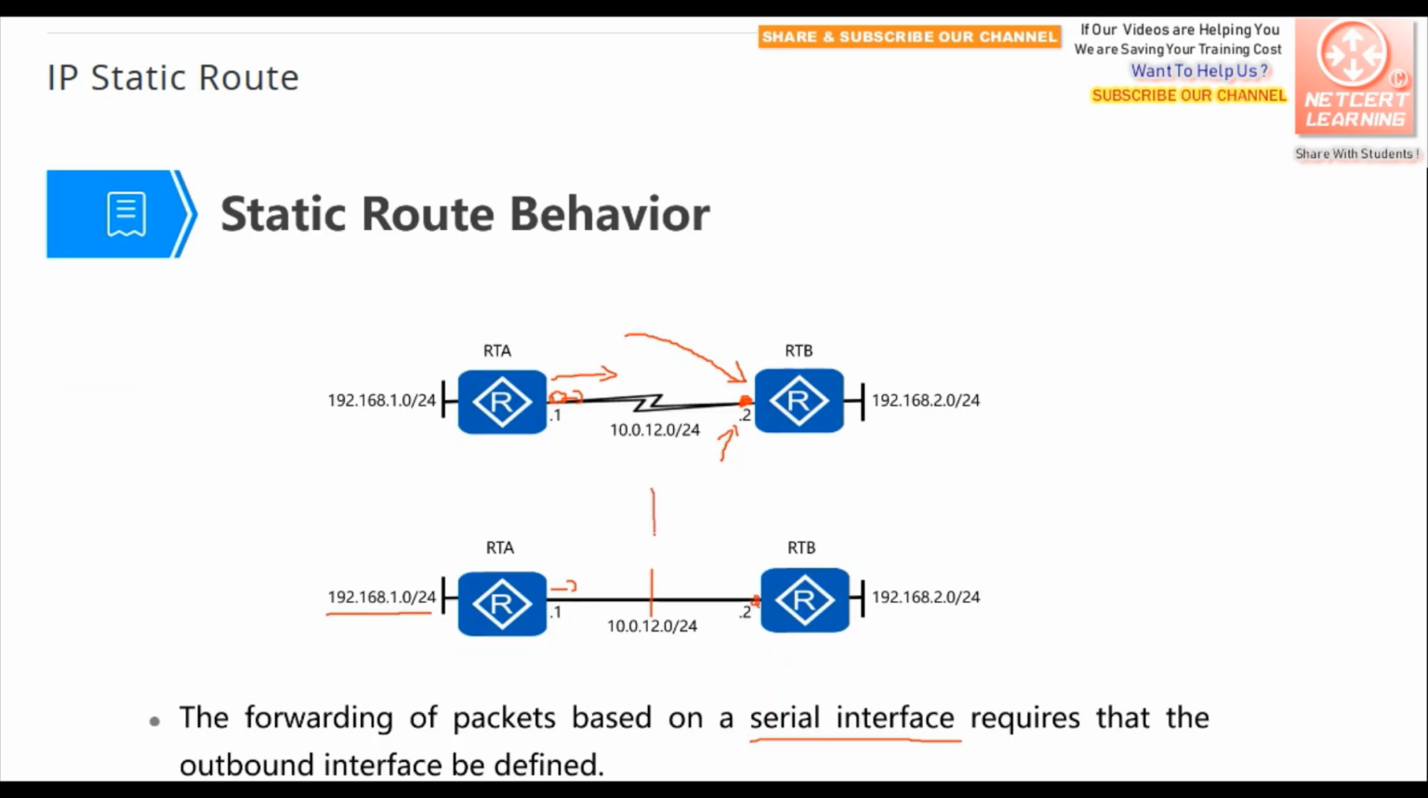Why? Because on a broadcast network, for example Ethernet, you can connect more than one device. For example, connect router C into this network segment. If we output on this interface, then who will be the next hop? Router B or router C? The device cannot decide. So you must specify the next hop in the IP static route. This is the two rules. The next hop can be used on a serial port or the broadcast Ethernet port, and the output interface can only work when the connection is a serial line.